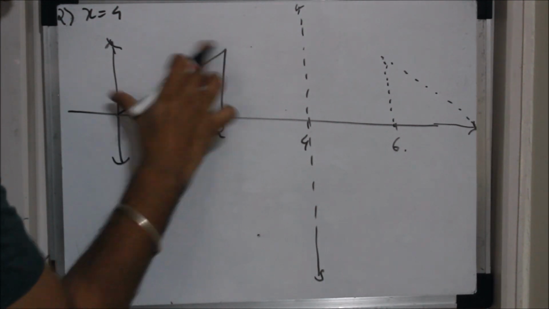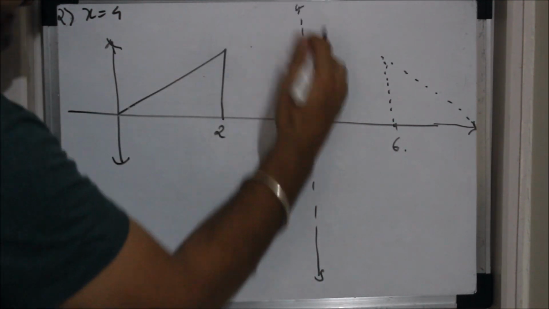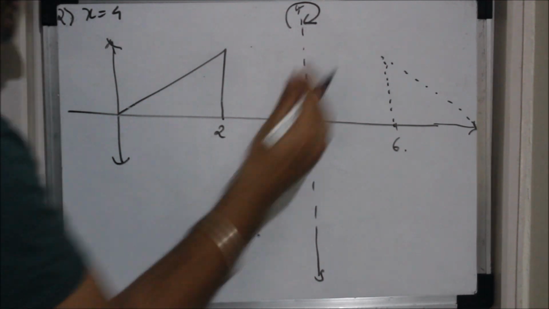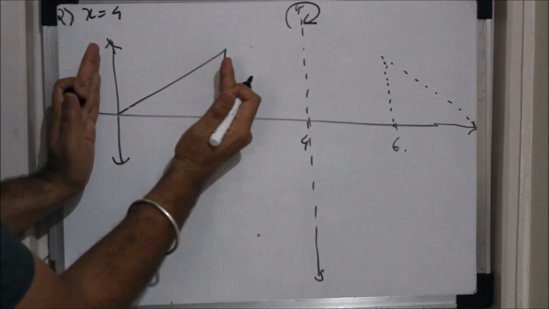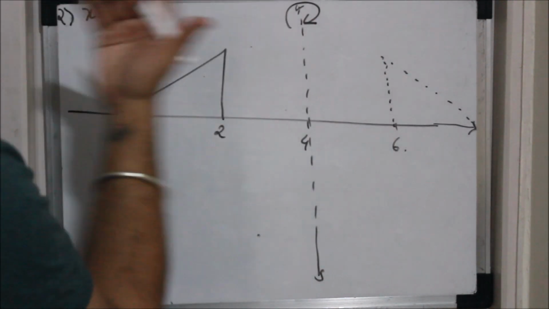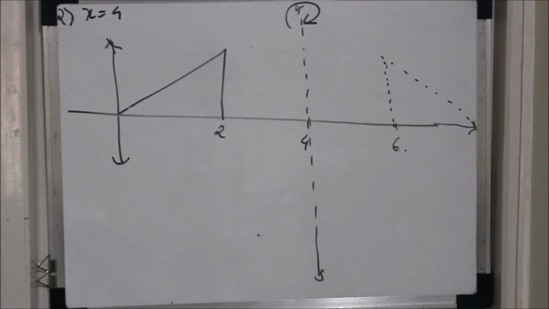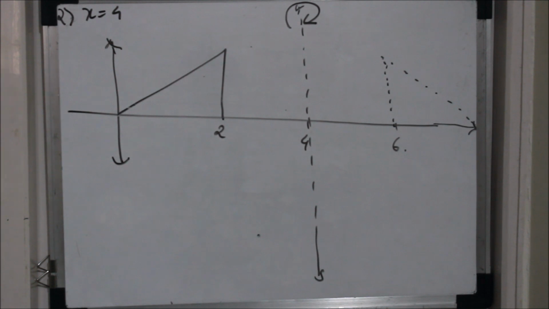This is my y equal to 3x line. This is x equal to 2, and this is x equal to 4. This is the axis of rotation. So I have to revolve this triangle along the x equal to 4 line. So this triangle will start and revolve like this along the x equal to 4 line. Now I want to find the volume of this surface.